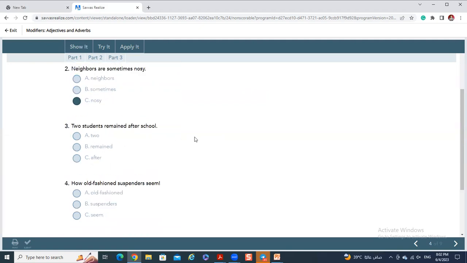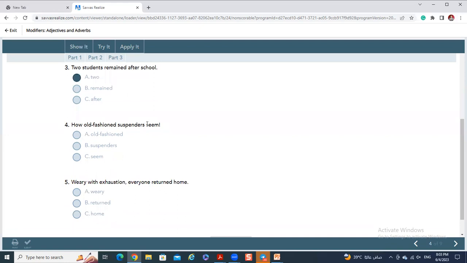Okay, streamer Adam again, number three. Two students remained after school. Does the adjective modify a noun or a pronoun? Remained has ed. What happened to you, streamer Adam? Remained is a verb. But it describes the students. When I ask you what did the students do, they remained. It's a verb. But two, streamer Adam, how many students? Two. Two modifies or describes students. Clear?